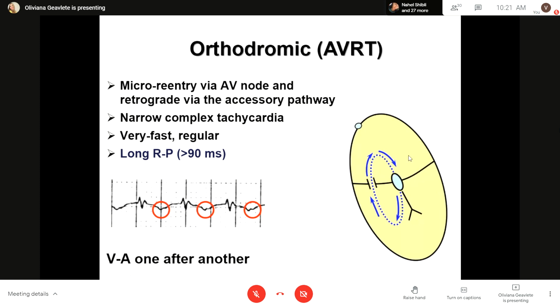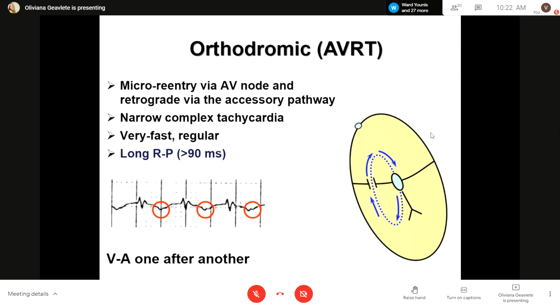For the WPW, it would go the other way, and the ventricle takes longer to depolarize, and this shows on the delta wave because it's slower. But here the ventricles first depolarize normally. So you do not see a delta wave because the activation is normal. The QRS is normal and it is narrow. The sense is like this: AV node and back via the accessory pathway. That is why.